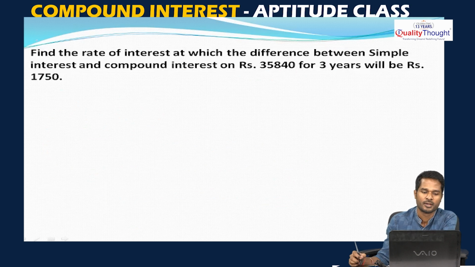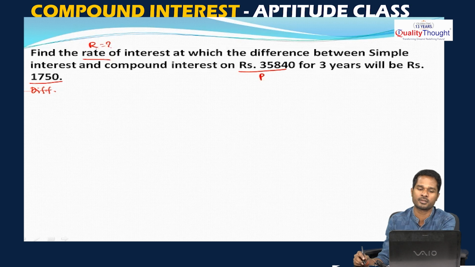Let us see the question. Find the rate of interest at which the difference between simple interest and compound interest on 35,840 for 3 years will be rupees 1750. So for 3 years he is asking the rate of interest, and he has given the principal amount P value and the difference between simple interest and compound interest for 3 years. The difference value is 1750. Now we need to find the rate of interest R value.